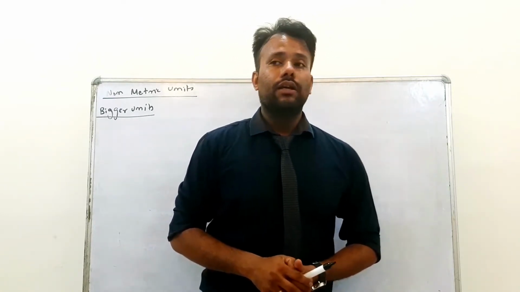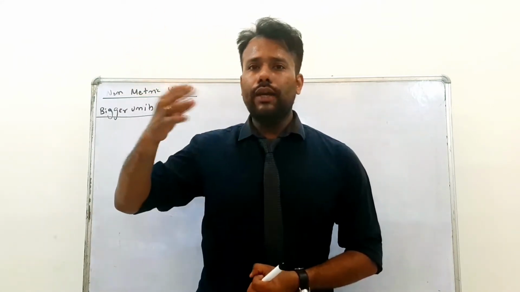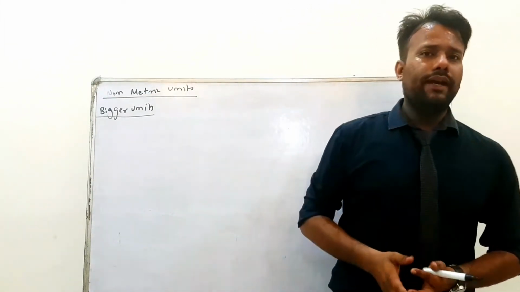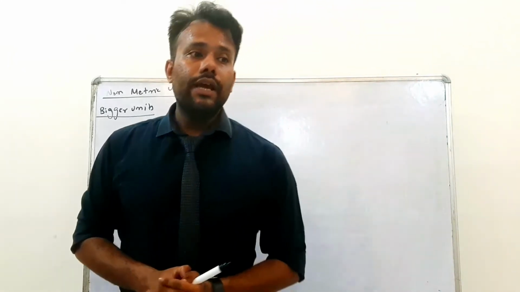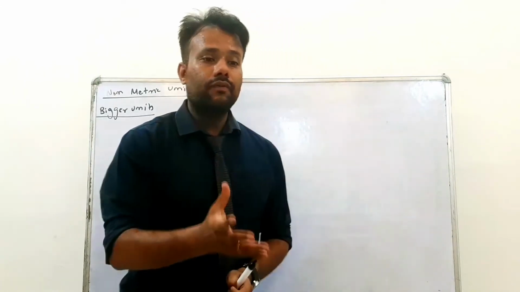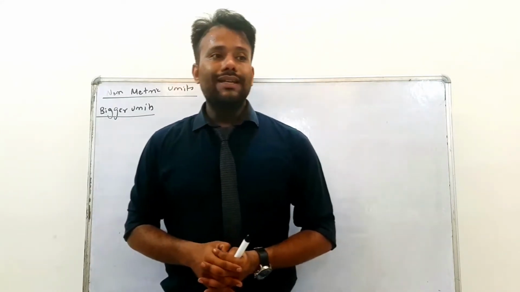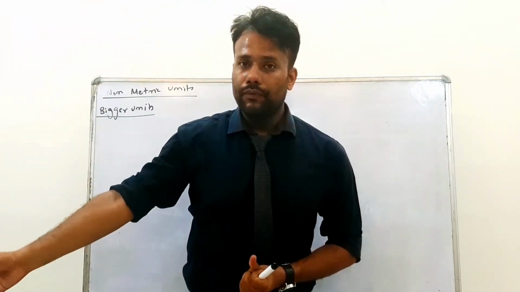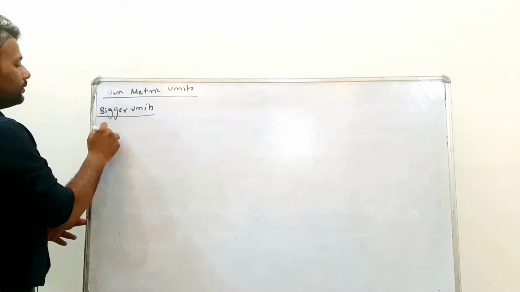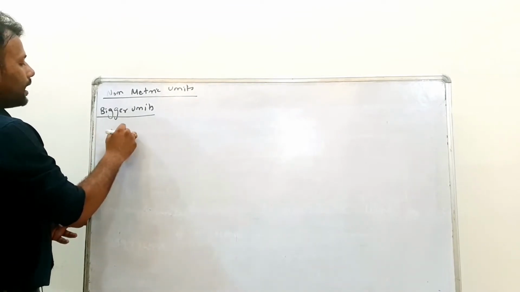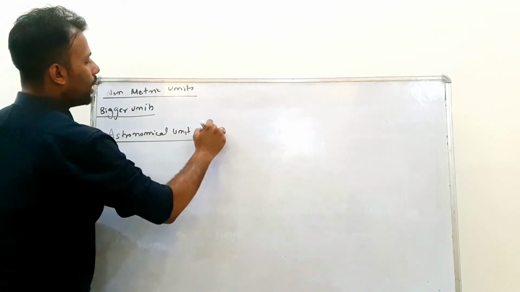For example, when we say 1000 meter, I say the distance between my home and the school is 3000 meter. So instead of saying 3000 meter, I can say 3 kilometer, right? Similarly, if the distance is very large, like the distance between Sun and the Earth, it is 15 crore kilometer, right? Then we can reduce these kilometers into some bigger unit as well. Here we have a new unit known as 1 astronomical unit. In short, 1 AU.